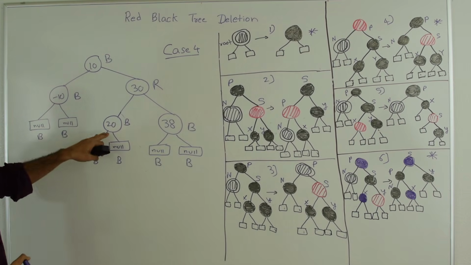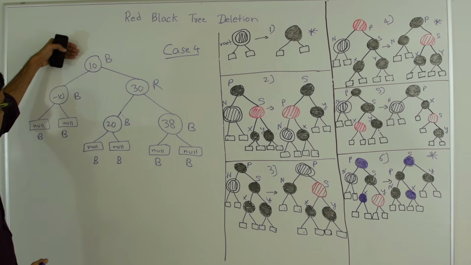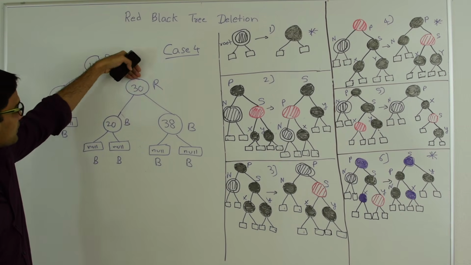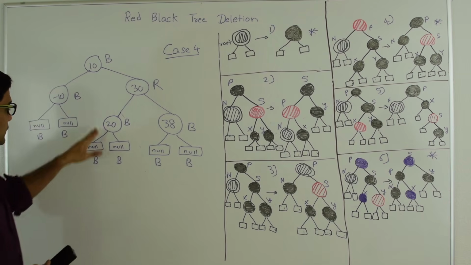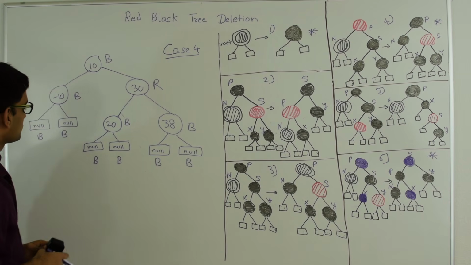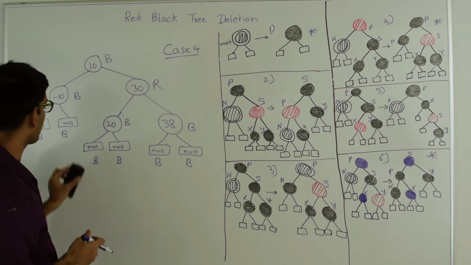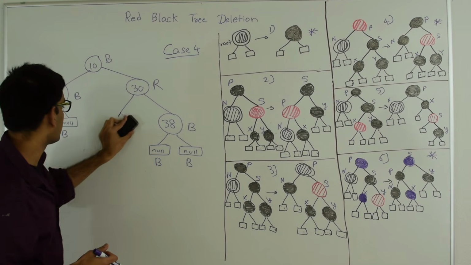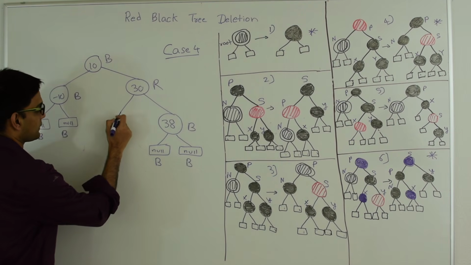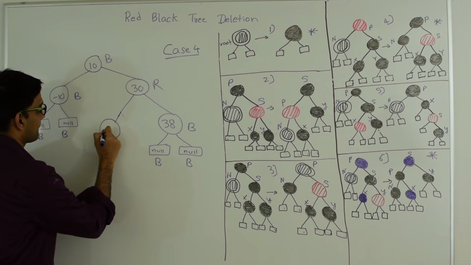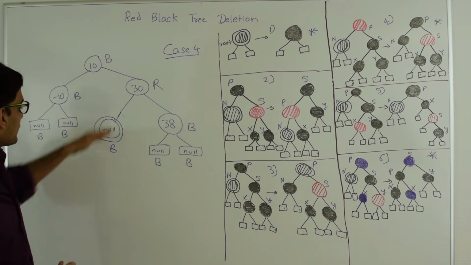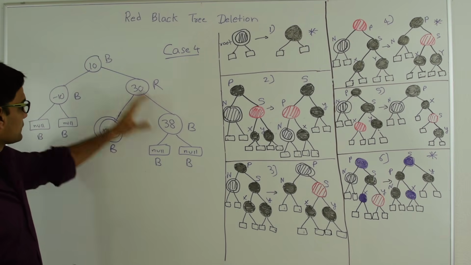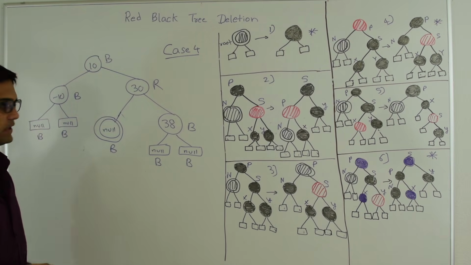So let's say I was trying to delete 20 in this red black tree. So I start from 10, 20 is greater than 10, so we come to 30. 20 is less than 30, so we come to 20 and we found 20. Now this node here is a black node, so by deleting it we are creating a double black node situation. So we delete 20, replace it with one of its null children, but this node here now is a double black node because the count of black nodes in this path is 2, which is 1 less than the rest of the tree.